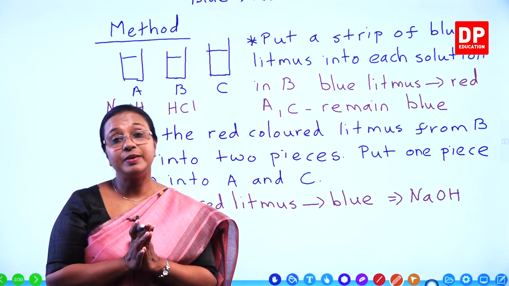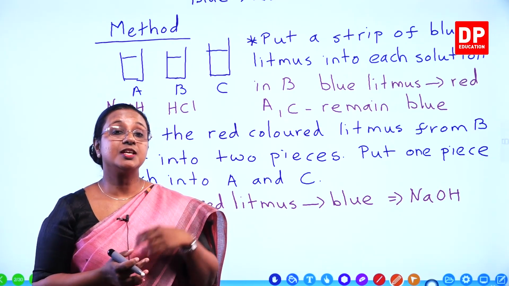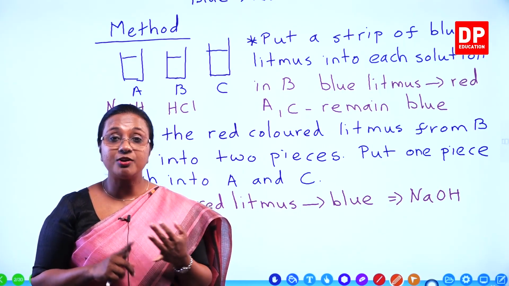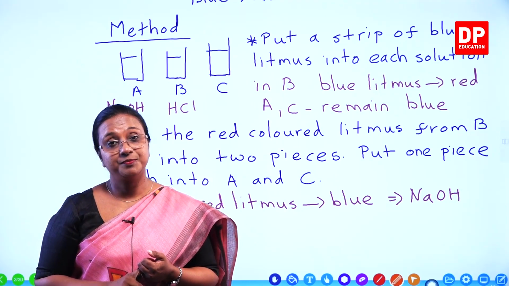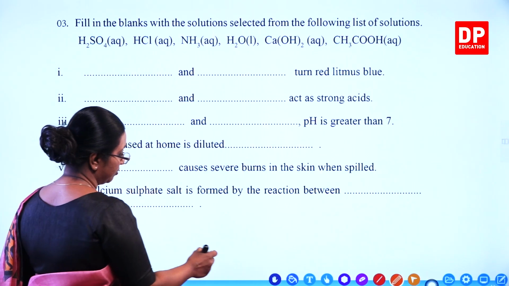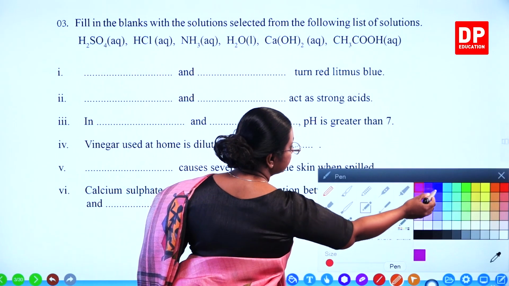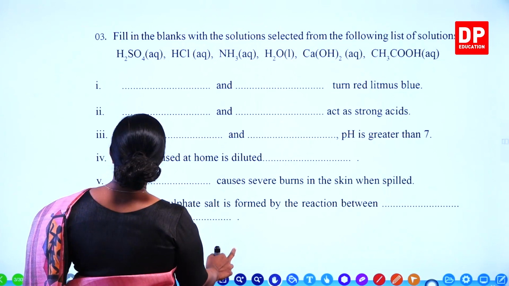That is how we can identify three unlabeled solutions which contain sodium hydroxide, hydrochloric acid and sodium chloride. With that, I will move on to the next question. Fill in the blanks with the solutions selected from the following list of solutions. So, you are given some solutions here. You can see, students.